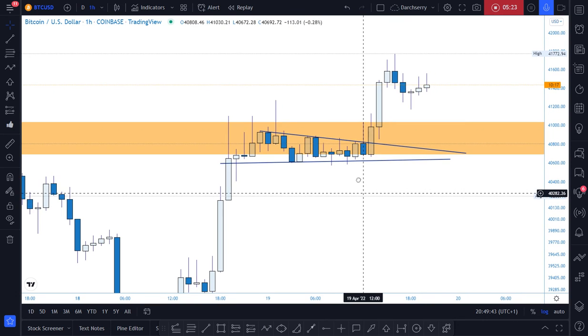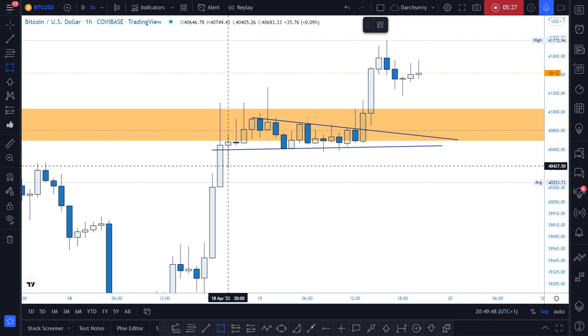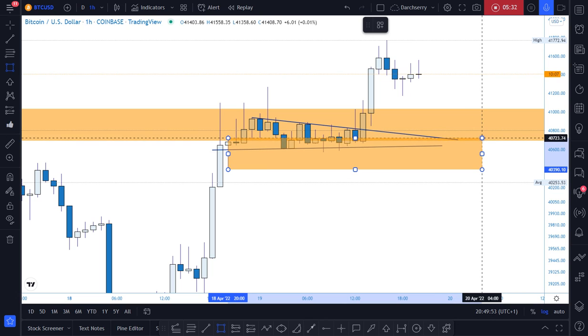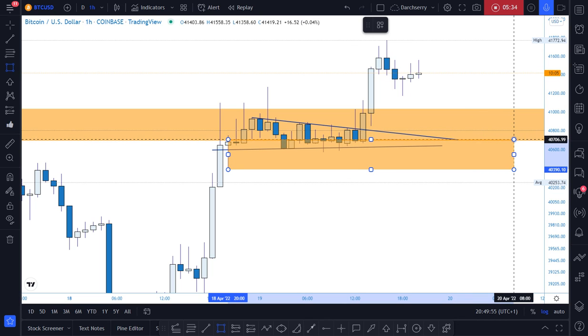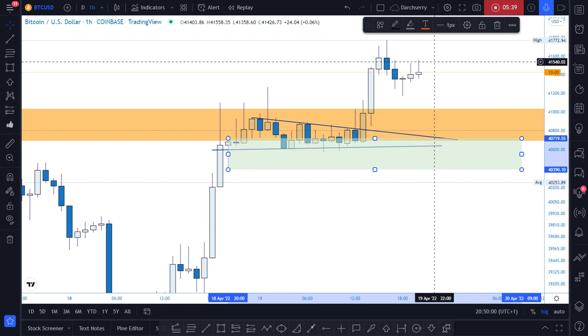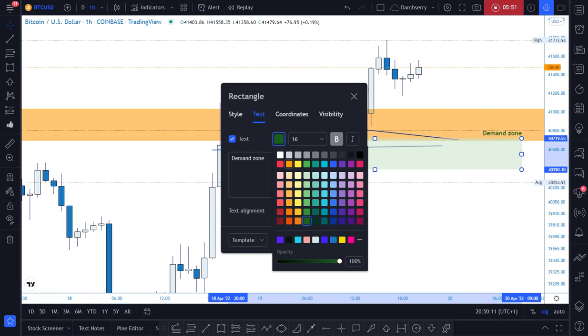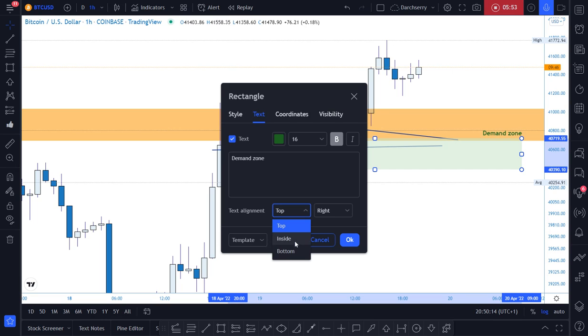We want to be looking for structures around that key level to take advantage of a bullish momentum. And that area will probably be a new demand zone for our buying opportunity, which I'm going to signify as a green rectangle. Give me a moment. Let me name this. Let's name this the demand zone. Let's put it in green and let's put inside, yes, center.